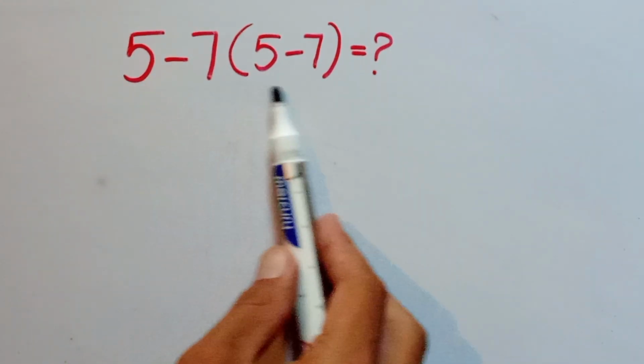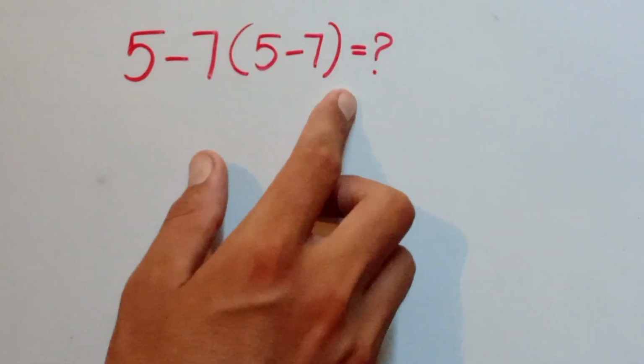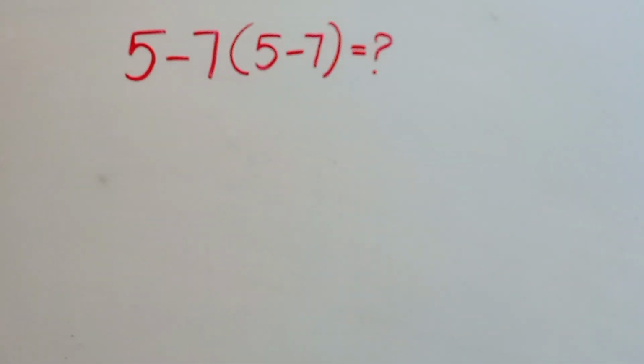In this video we can find the value of this expression, which is 5 minus 7 parenthesis 5 minus 7. So how can we find the value of this expression?